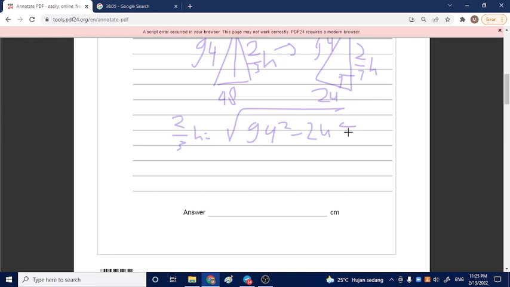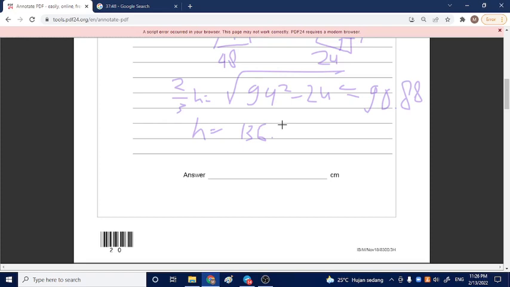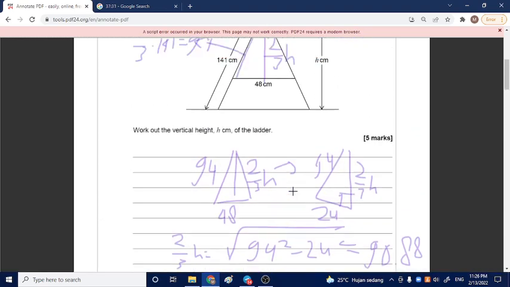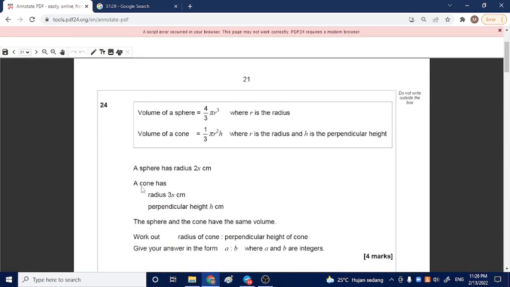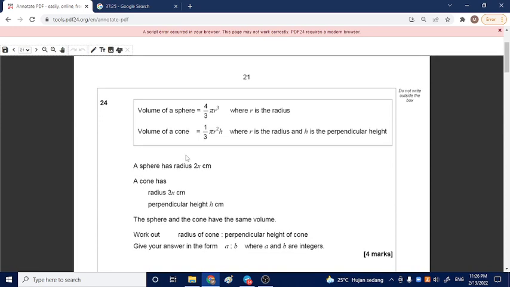That would be 90.88. So h would be 1.5 times that. That would be 136.33. There's no specific number of decimal places, so let's just use 2 decimal places. Alright, got it. Next. Alright, we're given this.